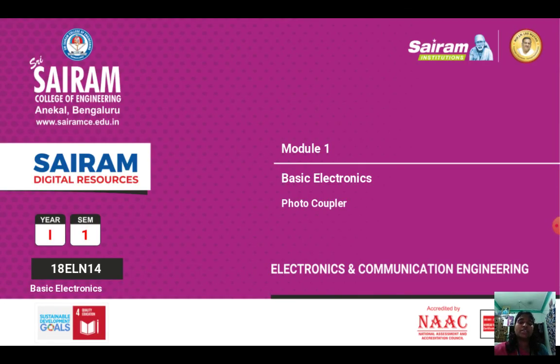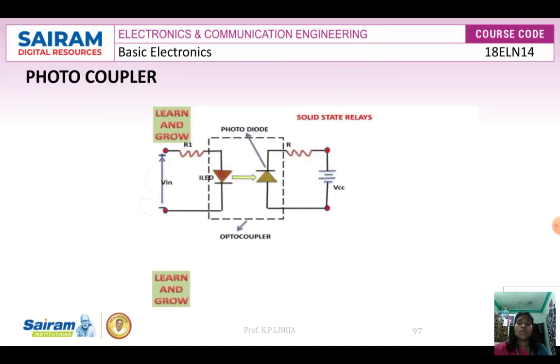Followed by this, let us discuss the photocoupler. What do you mean by photocoupler? See here, a photodiode is there and an LED is also there. We are using some solid state relays. Put together, we call it an optocoupler. A photocoupler is nothing but a combination of an LED and a photodiode. Light emission and light absorption take place. So a photocoupler is otherwise called an optocoupler.